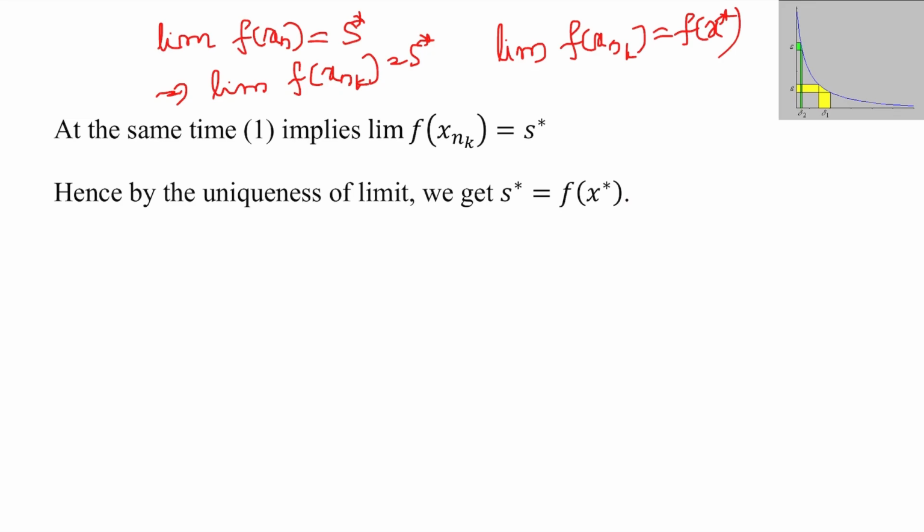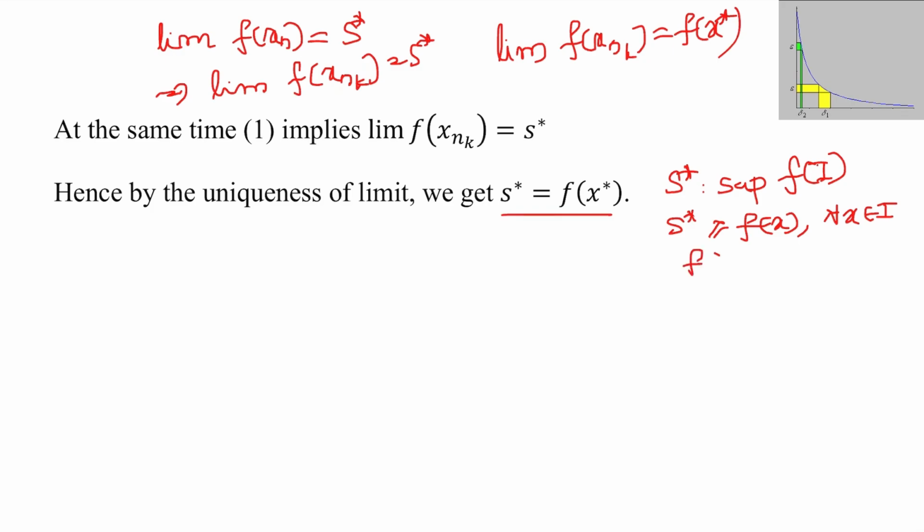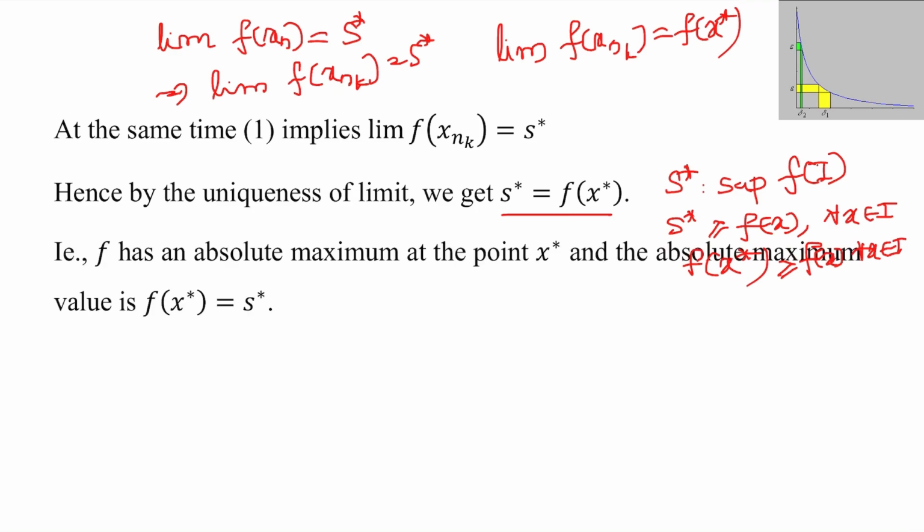So this s star was the supremum of f of I. So we know that s star is greater than or equal to f of x for all x element of I. Now this s star is nothing but f of x upper star. So f of x upper star is greater than or equal to f of x for all x element of I. This means x star is a point of absolute maximum and the absolute maximum value is f of x upper star equal to s upper star.